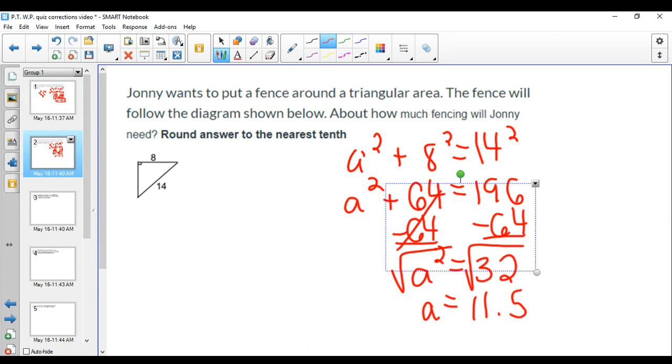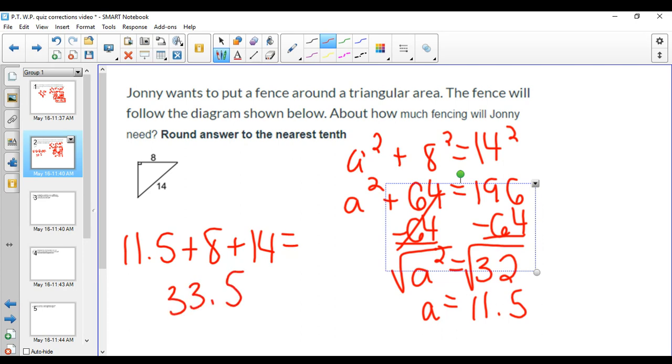Now, I think probably the mistake that a lot of you made is you were trying to put that as your answer, and that is the correct side length for this missing side, but that's not what the question's asking. It says how much fencing will he need? So the fence is going to go all the way around all 3 sides. So we have to add the missing side that we found plus 8 plus 14, which gives us a total of 33 and a half. What's our unit? We don't have a unit. I'm guessing it's probably feet.